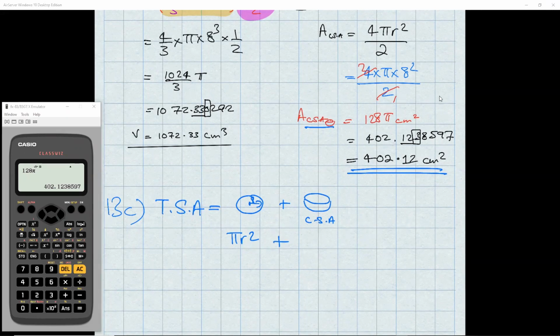Okay, now, this is the important part. I'm going to give you a choice. Are you going to use this? Are you going to use this? Or are you going to use this?